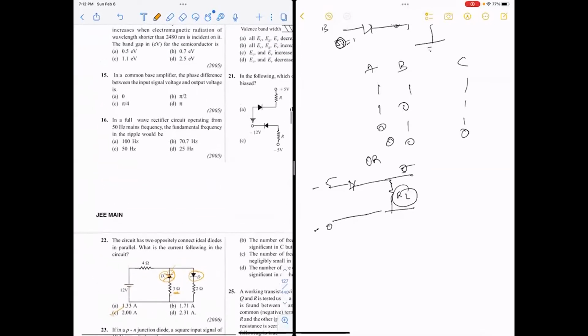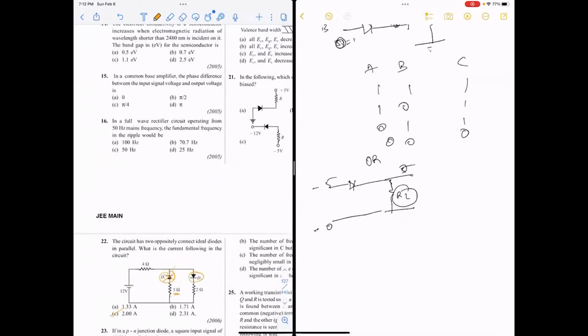Just trying to do the questions. 16th: in a full wave rectifier circuit operating from 50 Hz mains frequency, the fundamental frequency in the ripple would be? So this is the frequency, which is 50 Hz, and output will be this way, right? And here it will be 100 Hz. If it is half wave, what is the frequency? 50 Hz. So full wave means 100 Hz. Right, Karthik? Good, good.